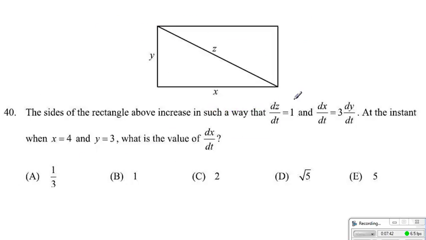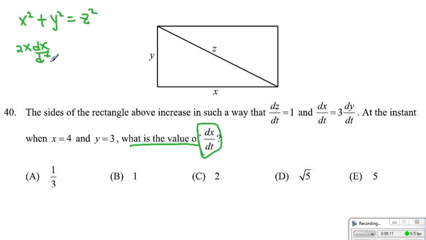Alright, here we have dz dt is equal to 1, and dx dt is 3 times dy dt. Now, what is the value of dx dt? It seems like all 3 sides are changing here. Then, the relationship which you can have is x squared plus y squared equals z squared. Then we have 2x dx dt plus 2y dy dt, which is equal to 2z dz dt.